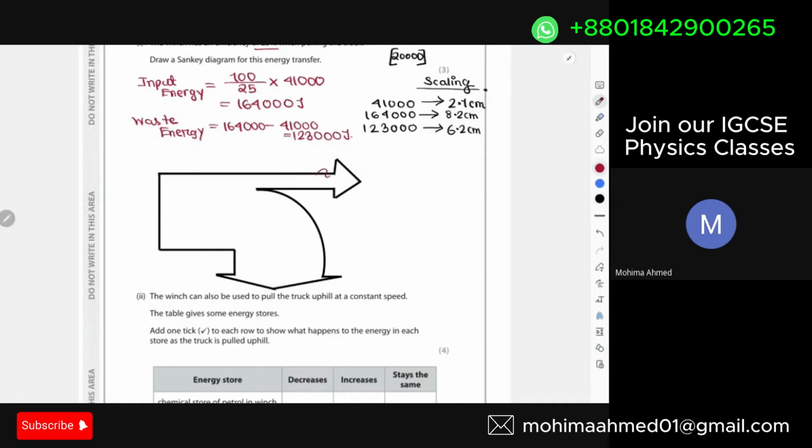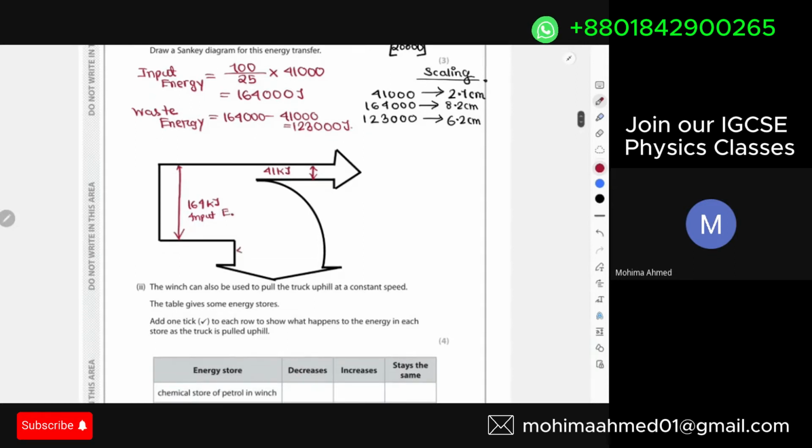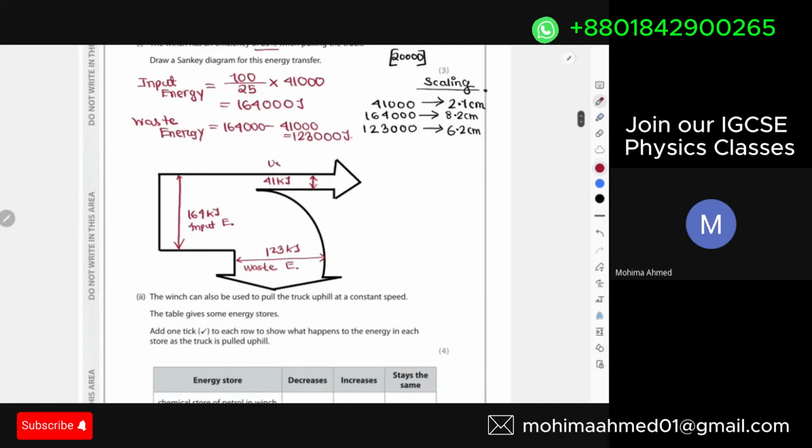And in this case, you have to write down how much energy each arrow represents. This arrow represents 41 kilojoules of energy, right? This arrow over here indicates 164 kilojoules of energy, and that one is your input energy. And this arrow over here indicates waste energy, and the value for this waste energy was 123 kilojoules. And this is your useful energy.